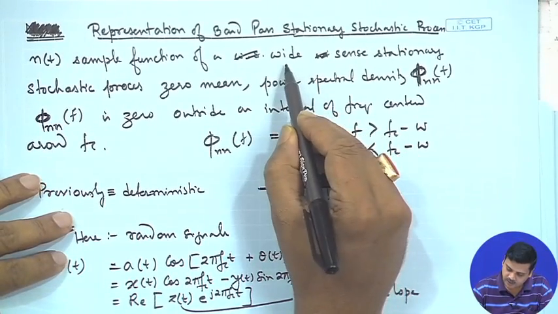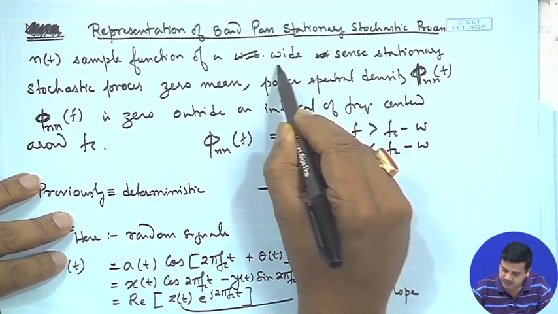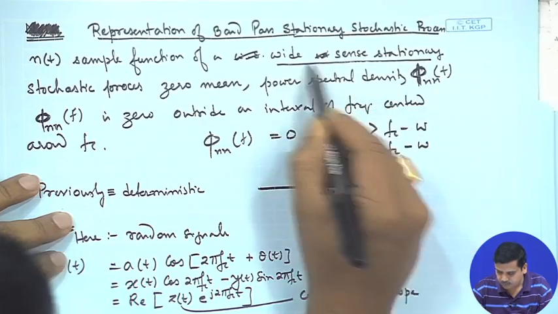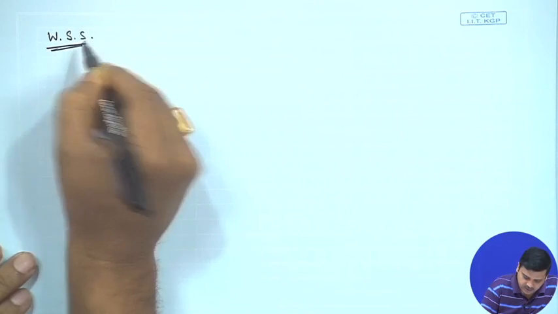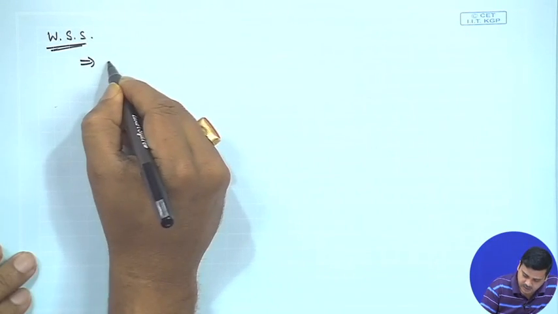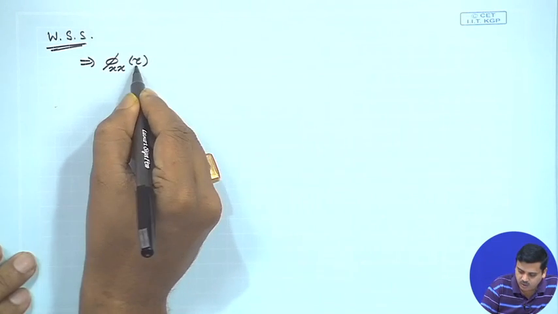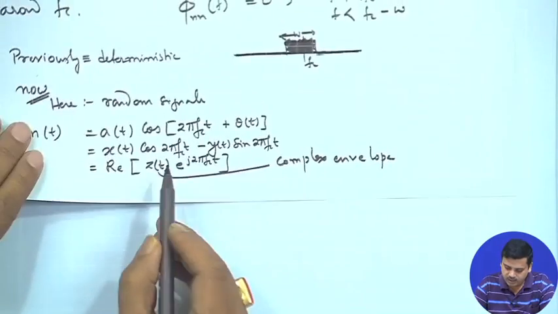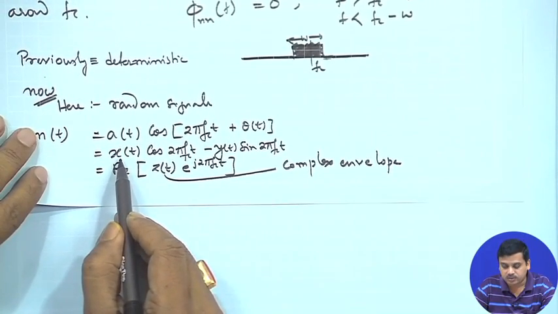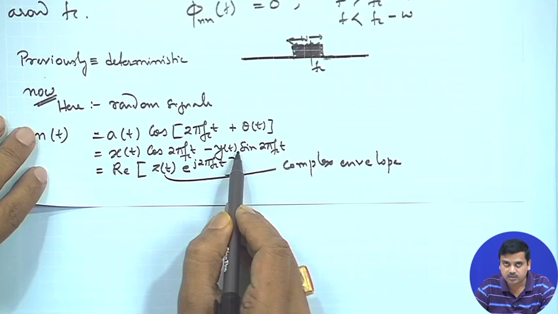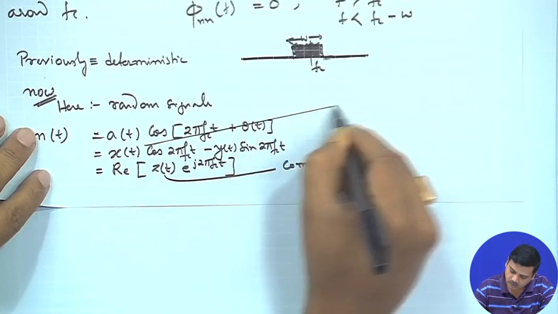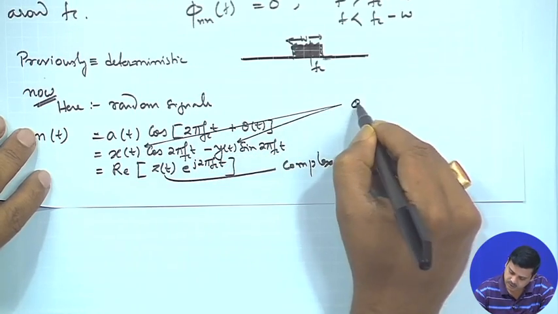Now what we will deal with is, at this point we said that it is a wide sense stationary process, so we write WSS in short. Since it is wide sense stationary, we would get phi_x(tau), which is the autocorrelation of the quadrature component x. x and y are the quadrature components of n(t).